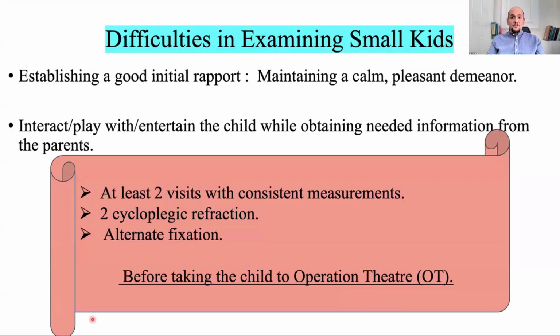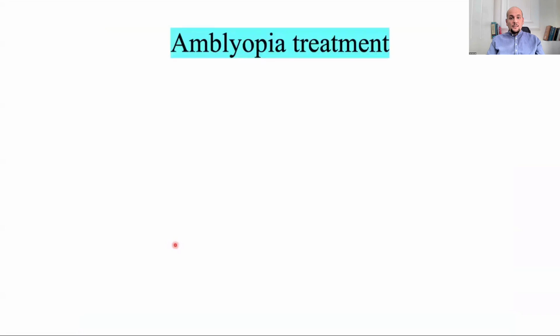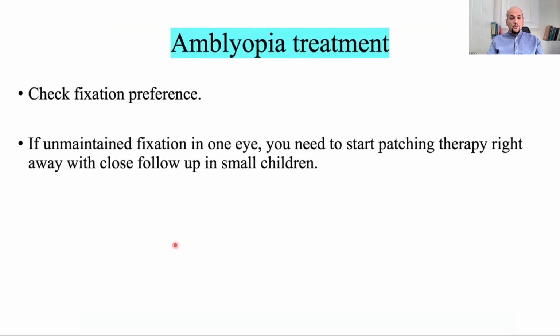And before taking the child to the operation theater, you need to have at least 2 visits with consistent measurements of the deviation and cycloplegic refraction, to make sure that this is not a case of hypermetropia or accommodative esotropia, and the patient will have alternate fixation. That means equal vision, most probably, in both eyes. Then you can do the surgery for patients with infantile esotropia. Amblyopia treatment, you need to check the fixation preference in very small kids.